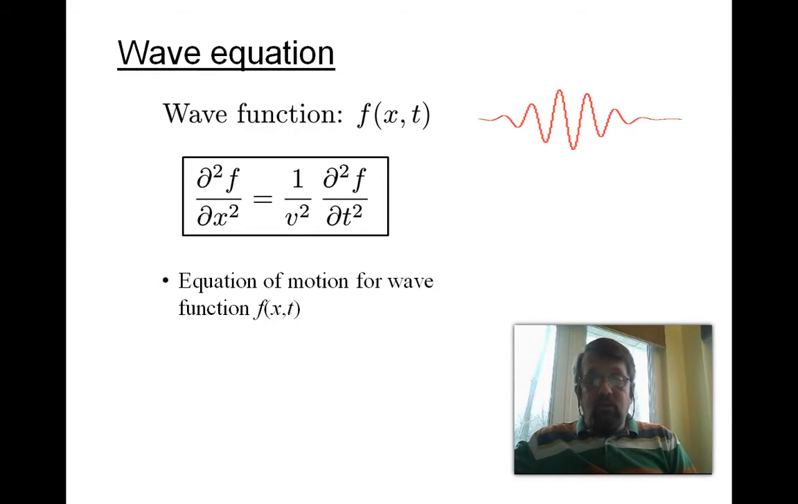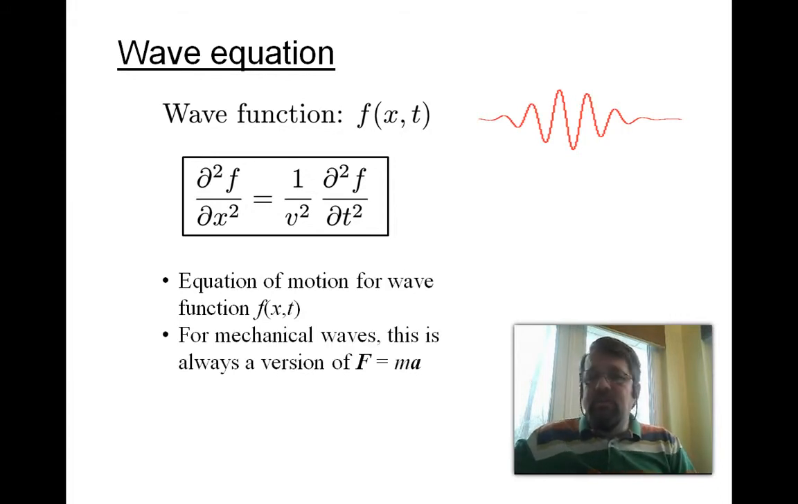And there's an awful lot to say about this wave equation. For example, the first thing is to say this is the equation of motion for the wave function. This tells you how the wave function changes over space and time, how those things are related to each other. And also, for mechanical waves, like the displacements of a stretched wire or even sound waves in the air, this wave equation always boils down to a version of F equals ma. That's why it involves the second derivative with respect to time. That's an acceleration term. So this is really a disguised version of F equals ma applied to whatever mechanical system it is that is moving in the mechanical wave.